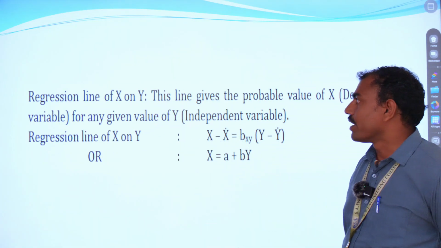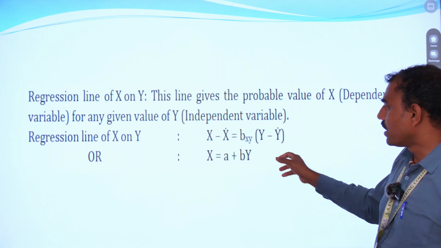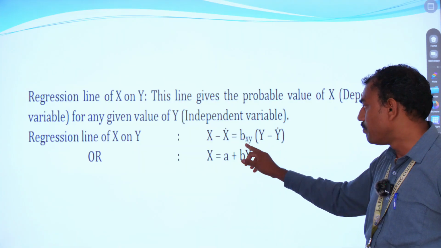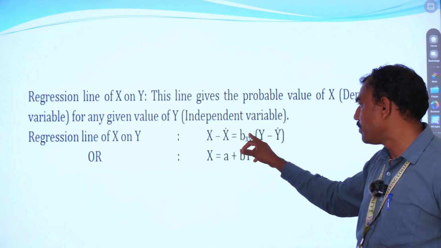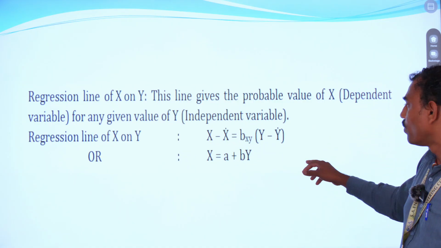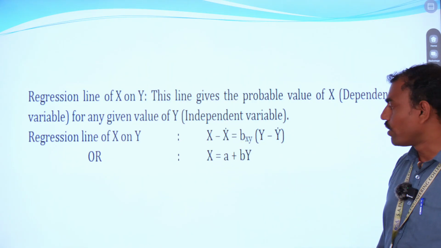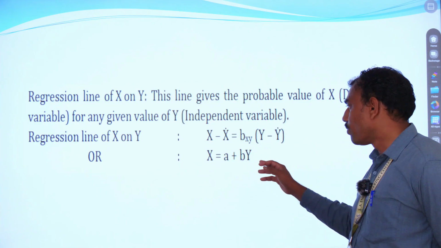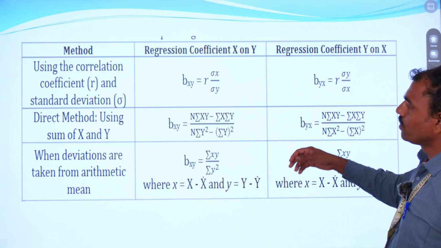Regression line of x on y. Here x is the dependent variable and y is the independent variable. So the regression line of x on y is x minus x bar equal to bxy. The previous one was byx, here bxy. So x minus x bar equal to bxy into y minus y bar, or x equal to a plus by. Here x is the dependent variable, y is the independent variable, and b is the slope of the equation. So three methods are given.